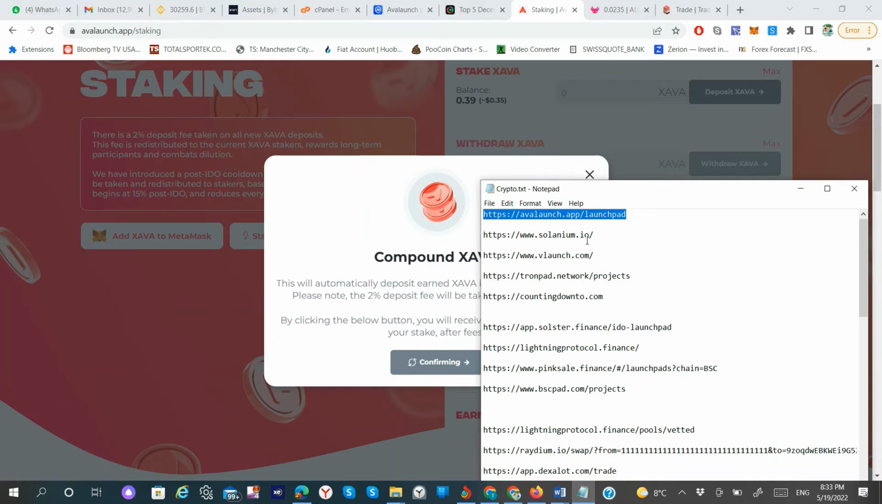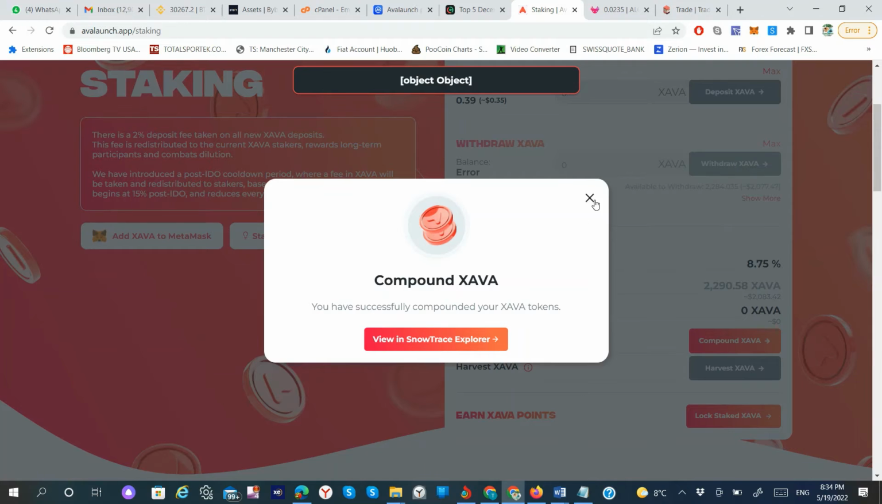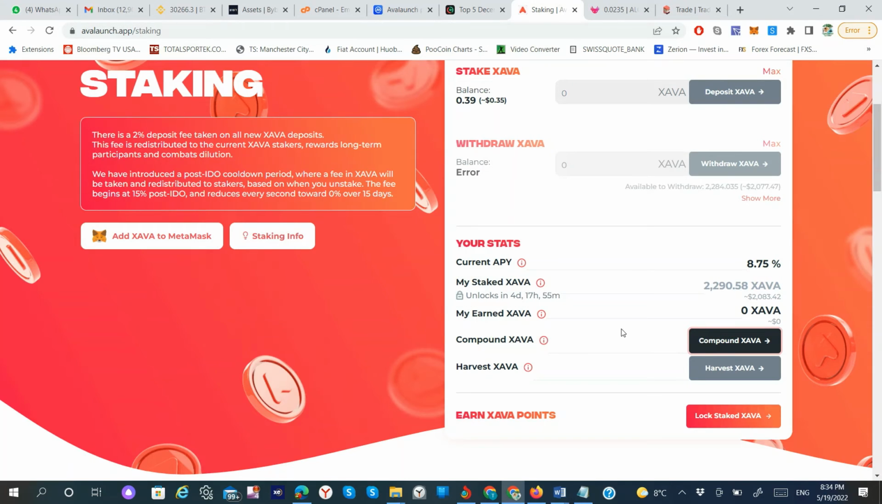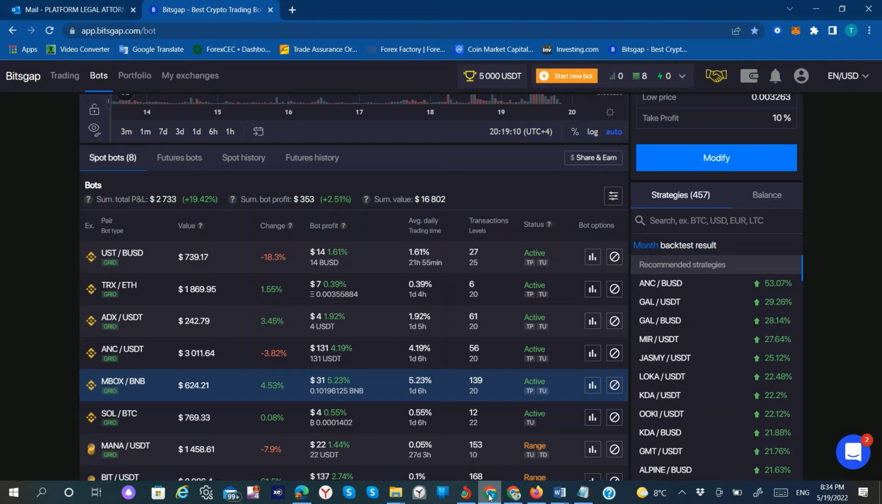There are other launchpads also, belonging to Solanum, Trumpad, Countdown, Soulstar Finance, Lightning Protocol, Pinkcell, BLC Pad. So there are a whole host of them, depending on the one you feel is profitable. I think Avalaunch is doing good. That's why sometimes I do come back to pick one or a few tokens.